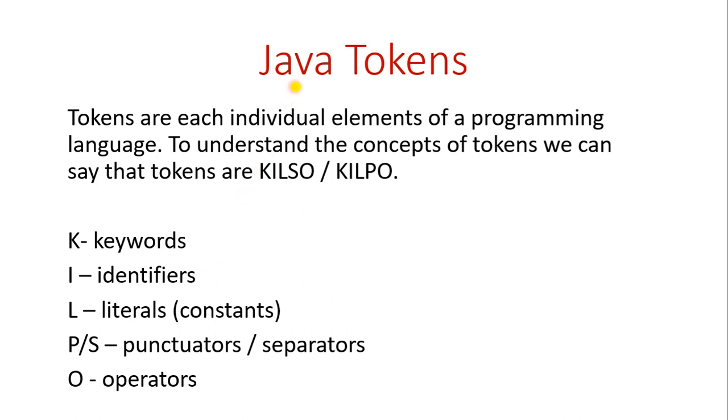In the last videos, we have learned about what Java tokens are and what their concepts or characteristics are. Those concepts are keywords, identifiers, literals or constants, punctuators or separators, and operators. We have learned about keywords, identifiers and literals or constants. If you want to learn them, the video links are in the description.